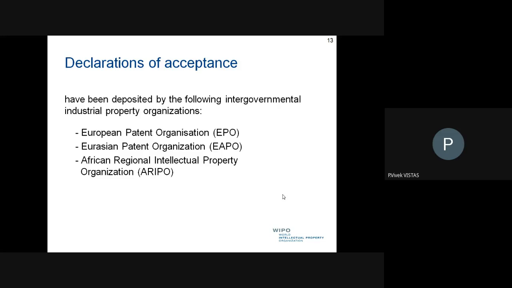Declarations of acceptance have been deposited by the following intergovernmental industrial property organizations under this Budapest Treaty: the European Patent Organization, the Eurasian Patent Organization, and the African Regional Intellectual Property Organization.